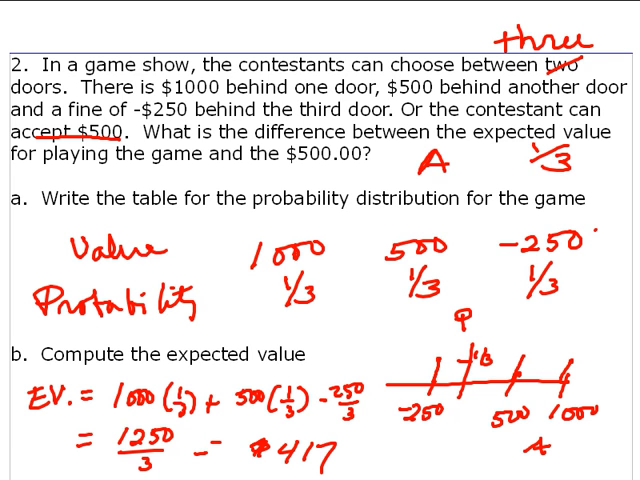This means if you play this game, you can expect to win $417. Are you really going to get $417? No. This just gives you an idea of the game. So if you're offered $500 and the expected value of playing this game is $417, it looks like the $500 in this case would be a pretty good thing to take, unless you just wanted to play the game.